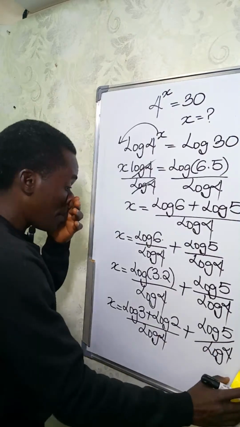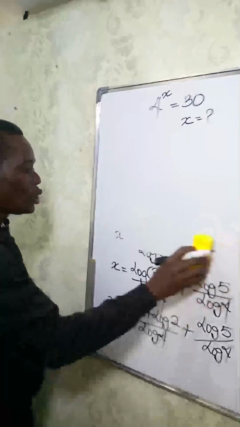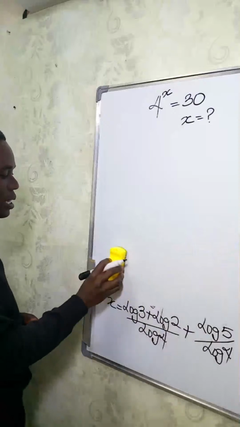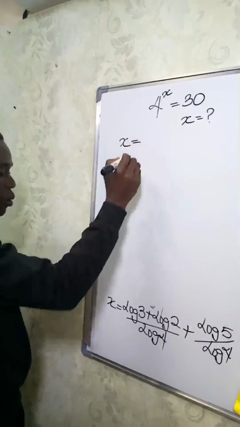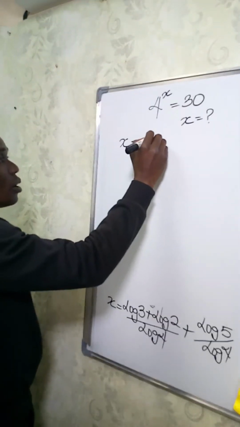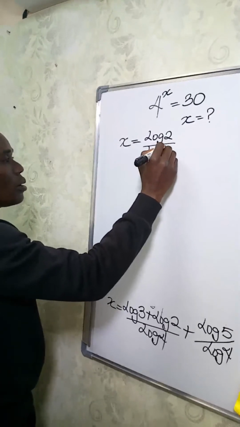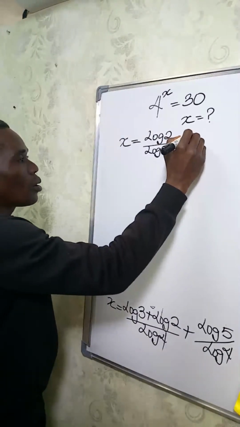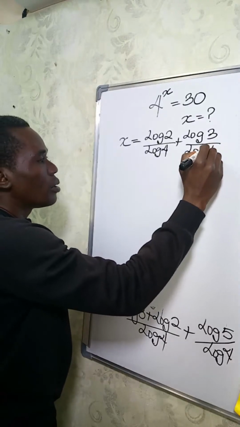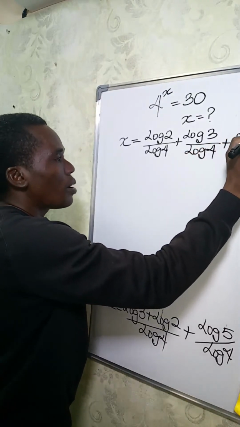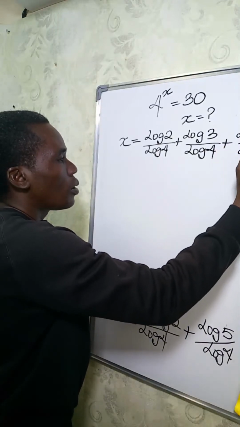Great. Now, if I simplify that, I'm going to have that expression in a more reduced term. Now, with that expression in a more reduced term, I'm going to have the value of my x now equal to the log of 2 divided by the log of 4, plus log of 3 divided by the log of 4, plus the log of 5 divided by the log of 4.